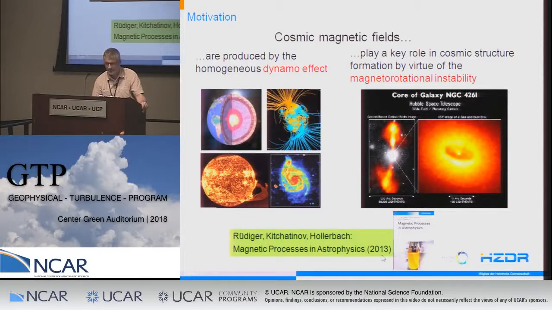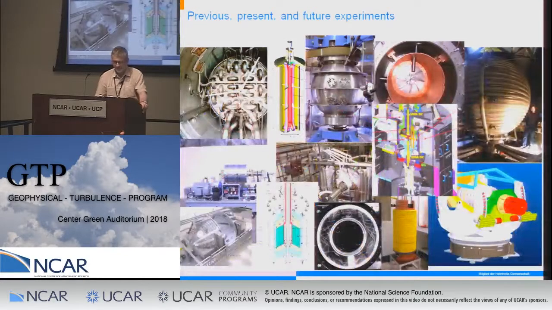And we are a little bit proud that on the cover page here, you don't see a star or a galaxy, but you see one of the experiments. And this is our PROMISE experiment in Rossendorf. So the last 20 years have seen quite a whole industry of experiments, the Riga dynamo, Karlsruhe, VKS dynamo, a lot of experiments on magnetic instabilities. This gives you a sort of impression here.